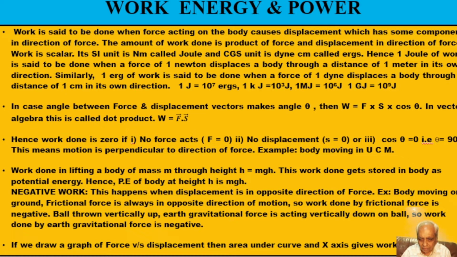Is it all right? So when is 1 joule of work done? 1 joule of work is done when a force of 1 Newton displaces a body through a distance of 1 meter in the direction of force. Similarly, 1 erg of work is done when a force of 1 dyne displaces a body through a distance of 1 centimeter in the direction of force.